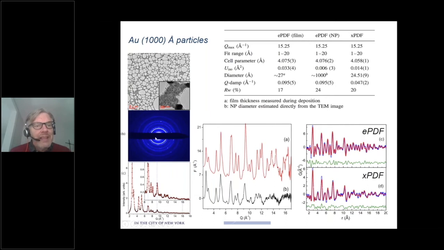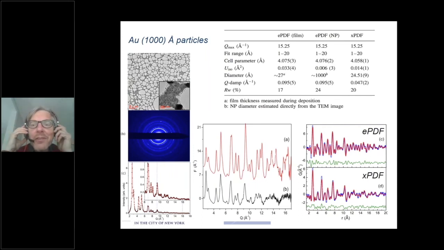We azimuthally integrate the diffraction pattern to get our 1D diffraction pattern. And then we process it to get the f of q, which is our intermediate scattering function. And then we Fourier transform it to get the PDF. The blue curve here is the electron PDF from the gold nanoparticles, and the red curve is the model fit of the gold nanoparticle structure to that measured PDF.